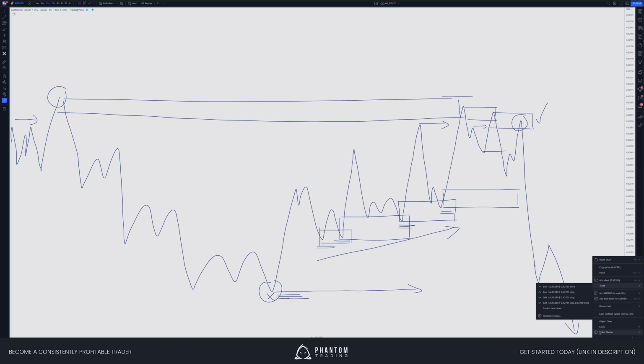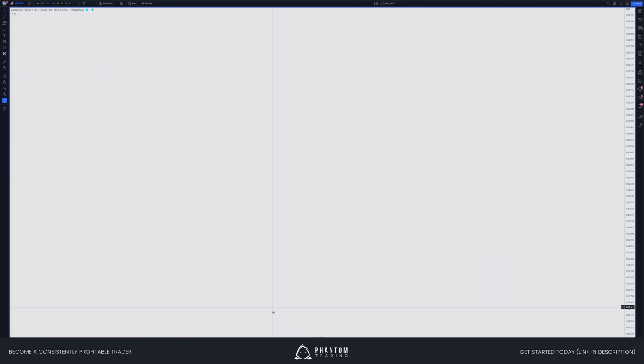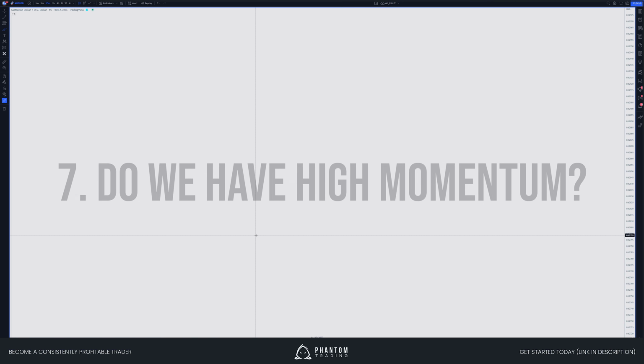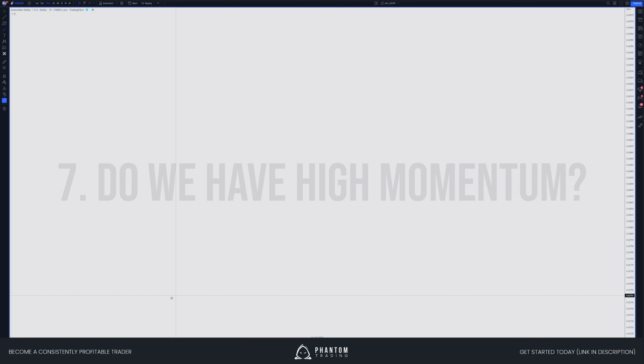And I feel like this one we don't really talk about so much because it is a little bit on the subjective side, but it's one that I like using quite a lot. And it's the concept of looking for zones that are essentially there when we are in a very high momentum kind of market condition. So let's take a look at an example here.